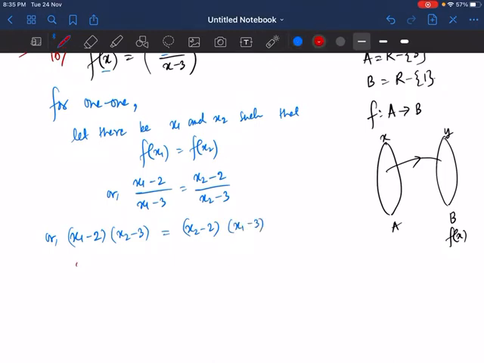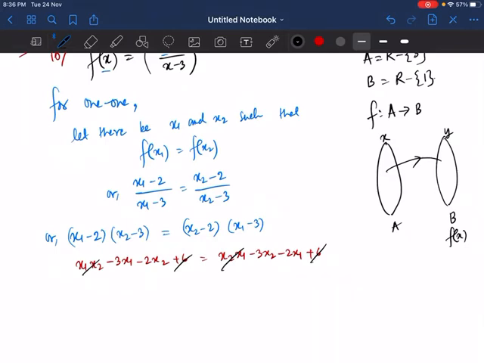So let's multiply. We have x1 x2, then minus 3 x1, minus 2 x2, then plus 6, is equal to x2 x1, then minus 3 x2, minus 2 x1, then plus 6. So let's see what gets cut. The 6 gets cut out. The x2 x1 term is also getting cut.